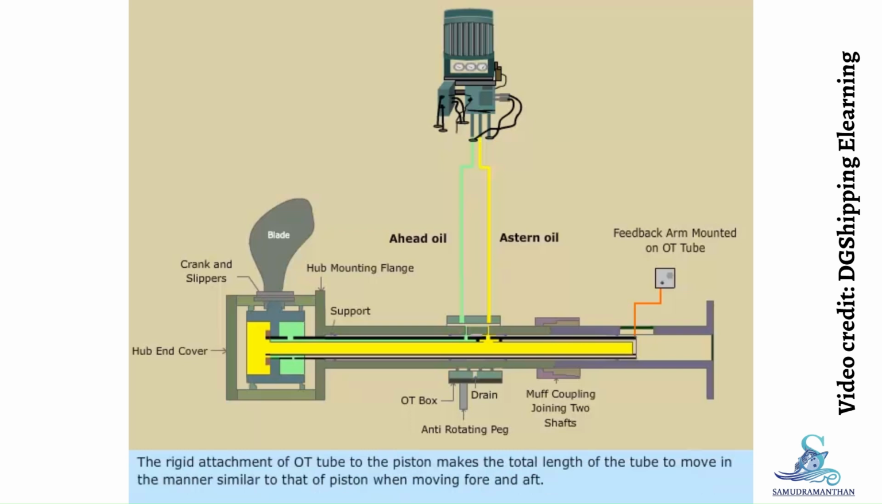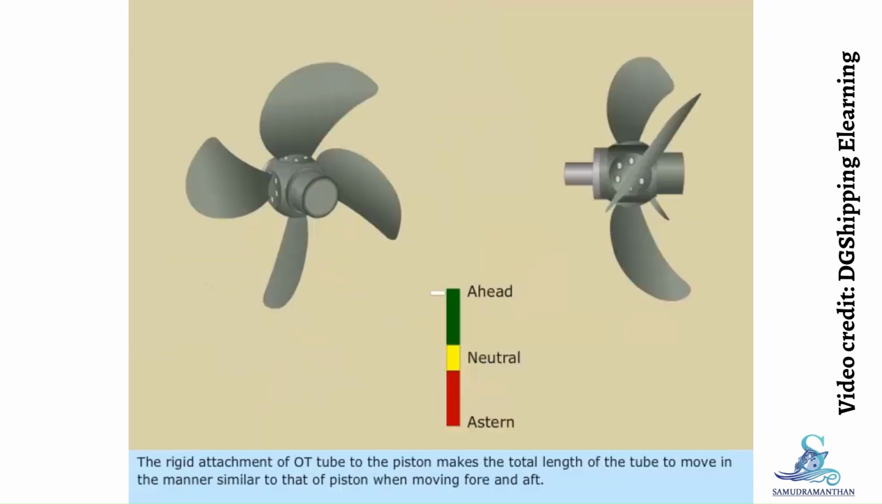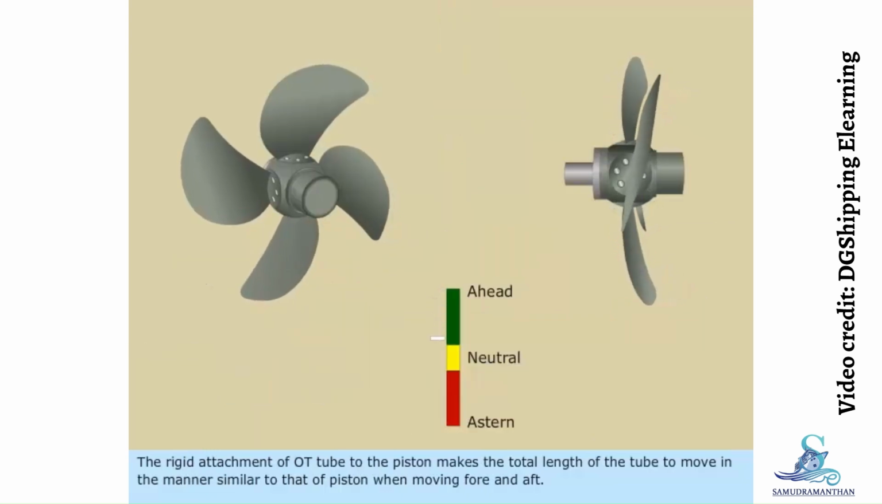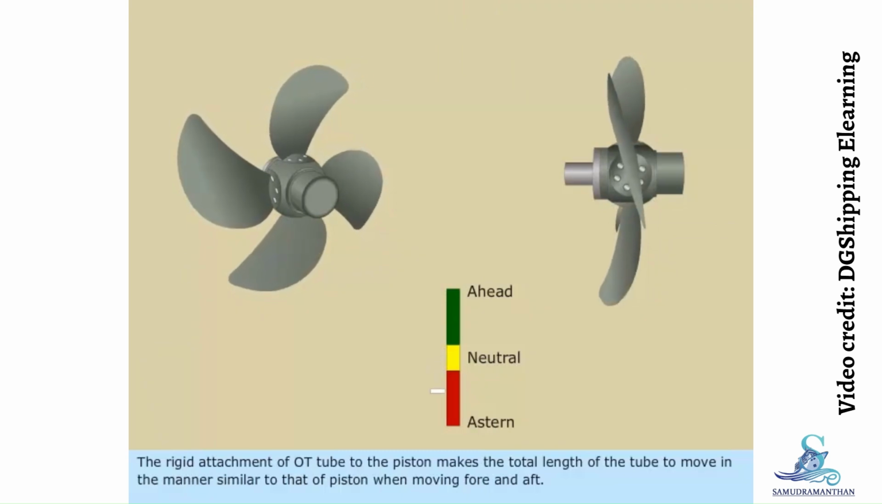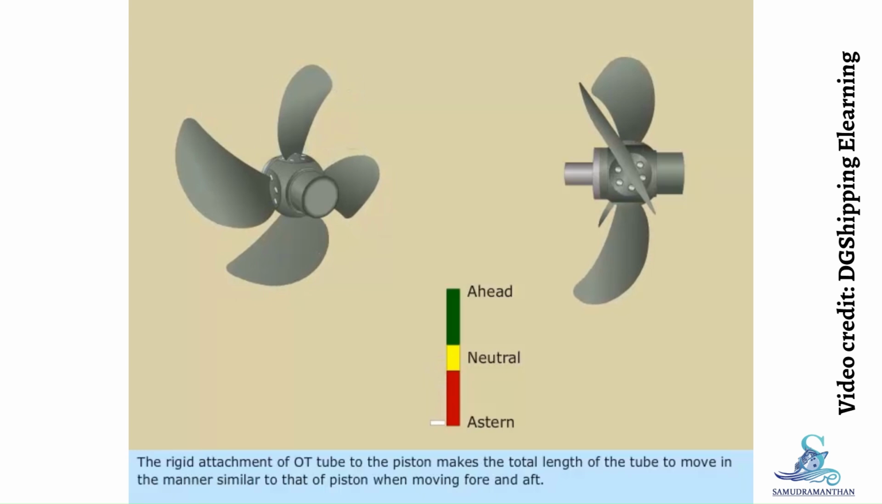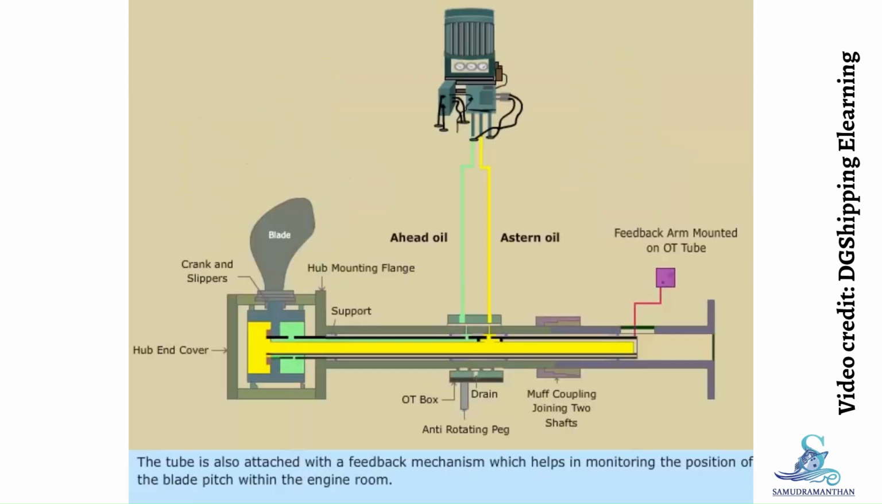The rigid attachment of OT tube to the piston makes the total length of the tube move in a manner similar to that of the piston when moving fore and aft. The tube is also attached with a feedback mechanism, which helps in monitoring the position of the blade pitch within the engine room.